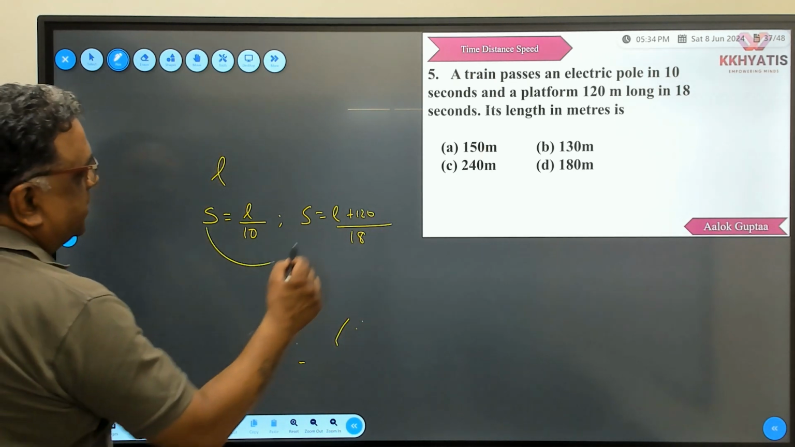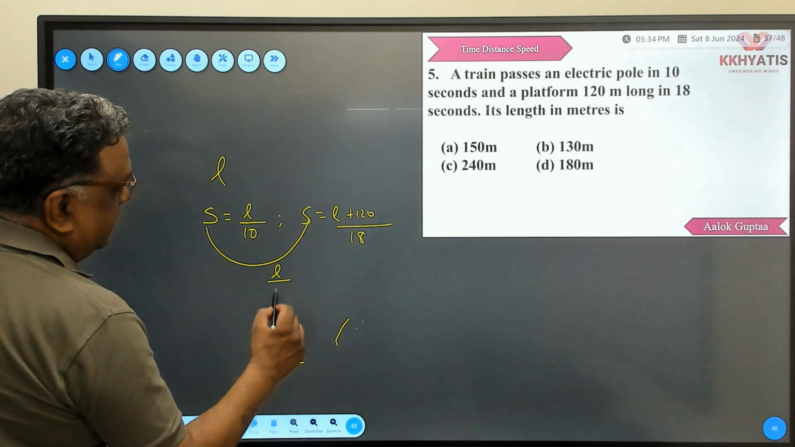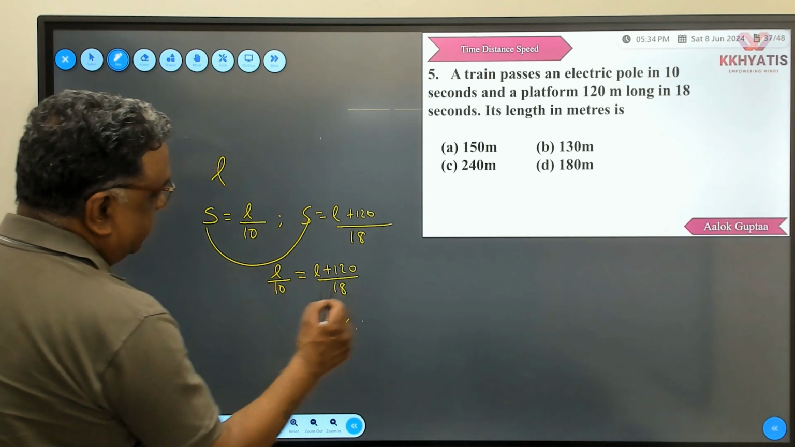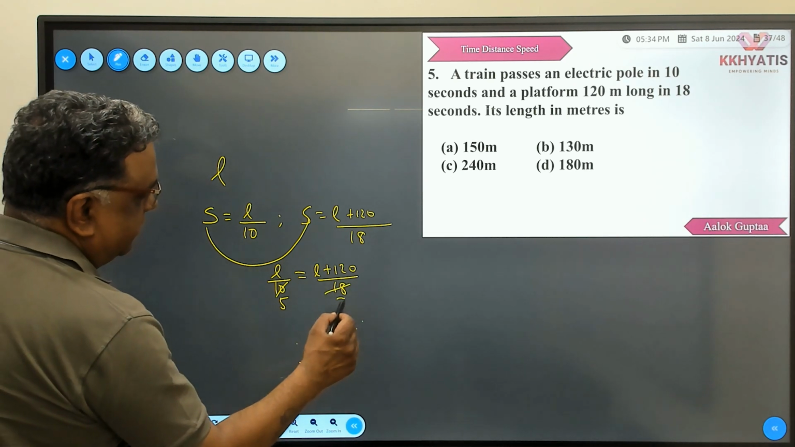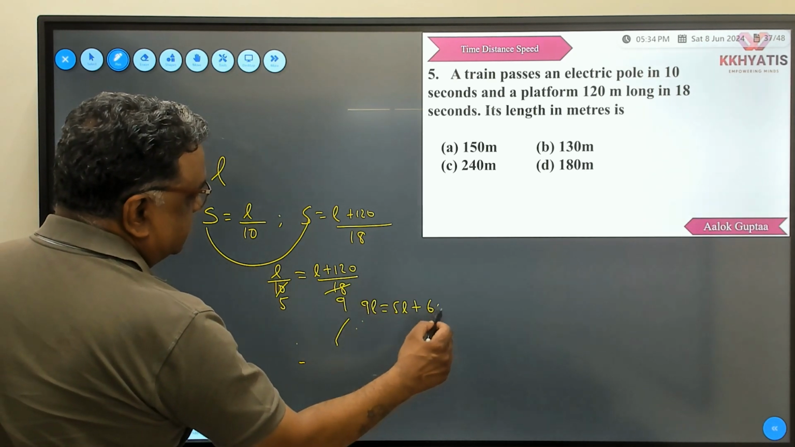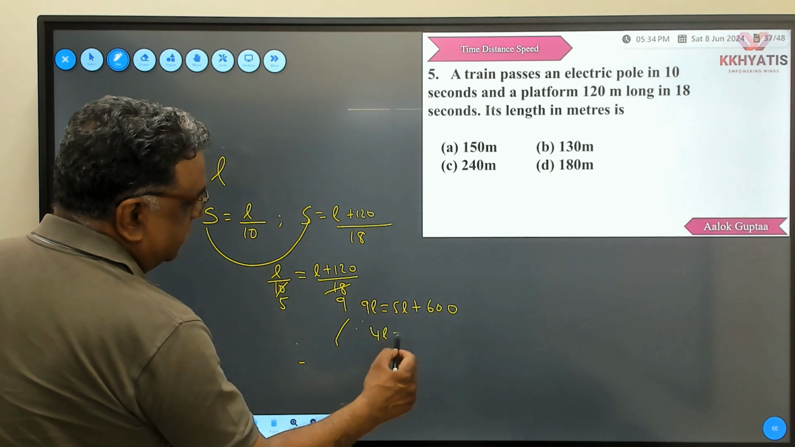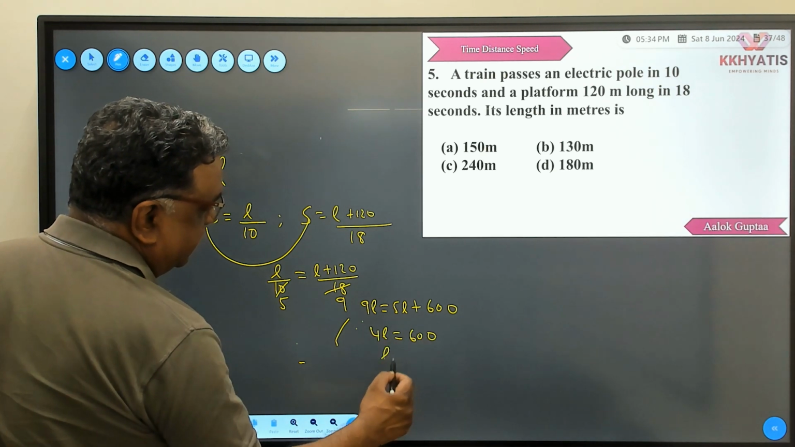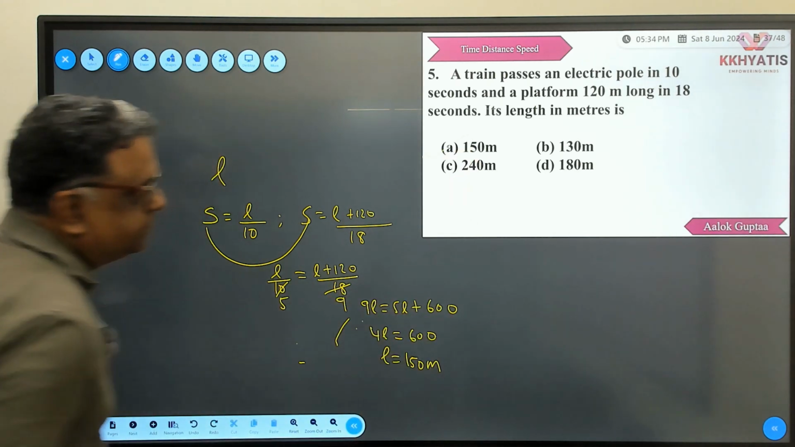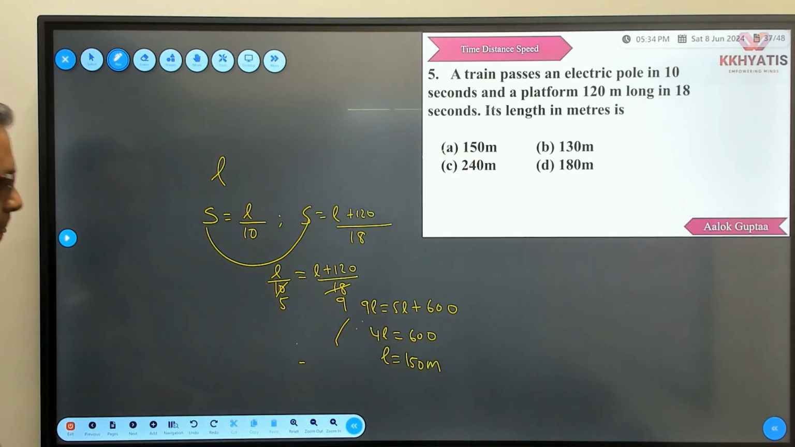Now in both the cases, the speed is same. So L upon 10 should be (L plus 120) upon 18. 5, 9, so 9L is 5L plus 600, 4L is 600, L is 150 meters. That is the answer. Okay, next.